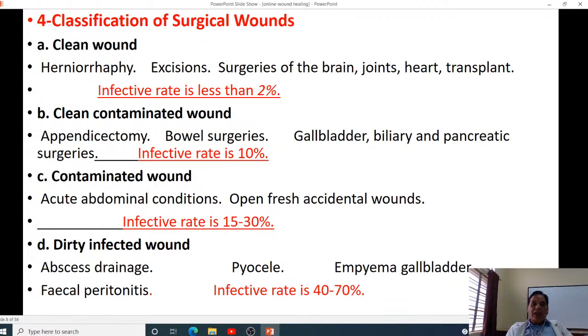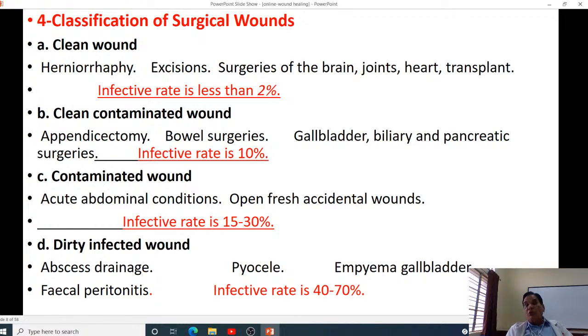Against that, in a clean contaminated wound, there is already an element of infection. Like what? In a case of appendicectomy, in a case of cholecystitis. The moment you call it appendicitis, cholecystitis, there has to be infection. So you are already operating over an infected part. That makes the wound clean but contaminated. So what is the effect? The likely infection rate is approximately 10%.